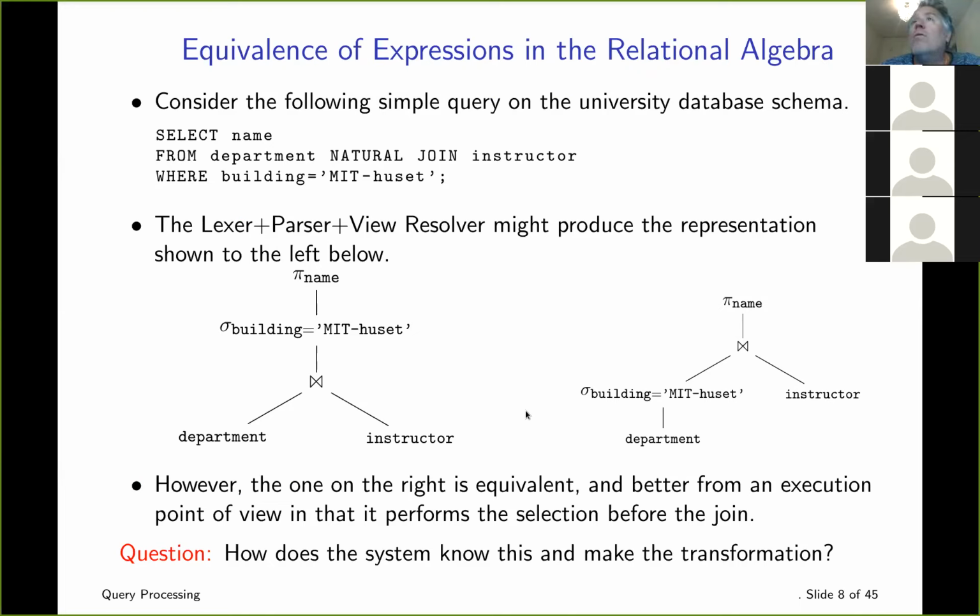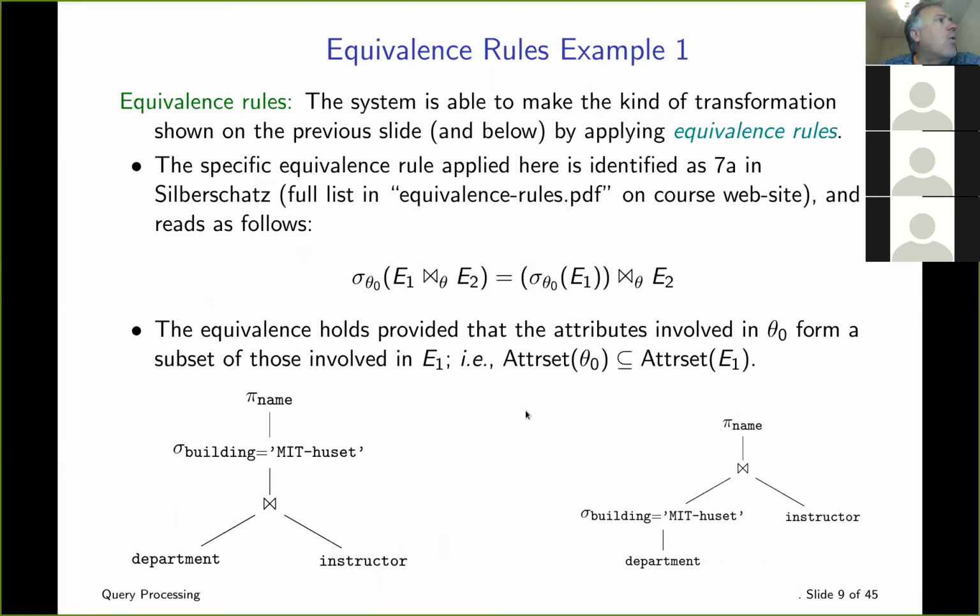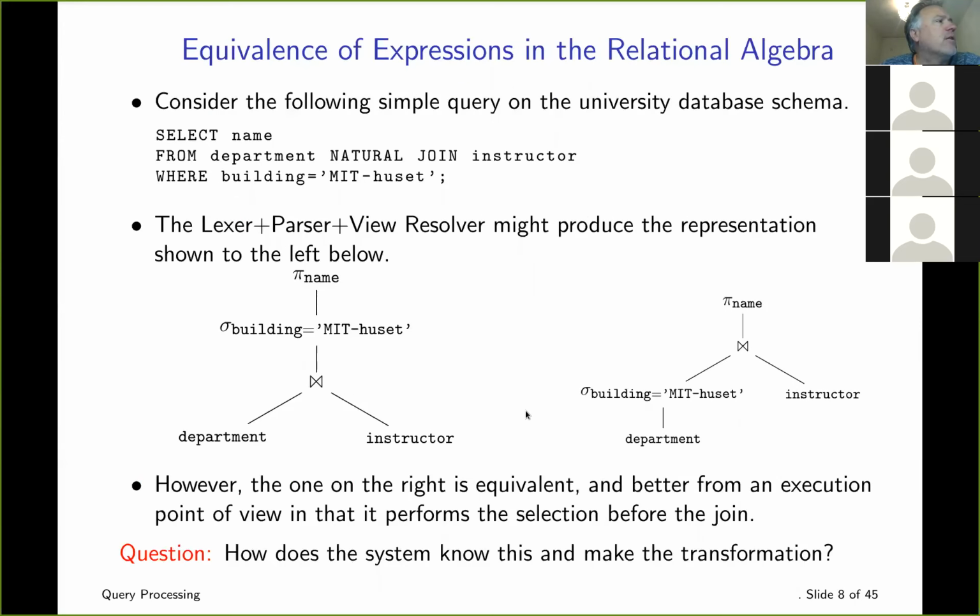So, see if there's any questions. All right, if we look at this case right here, you want to transform this into that to make it more efficient. One of the general heuristics is that you want to push selects down as far as possible. But what allows us to change this to that and not worry that we're going to lose something in the process? Well, that is where these equivalence rules come in.